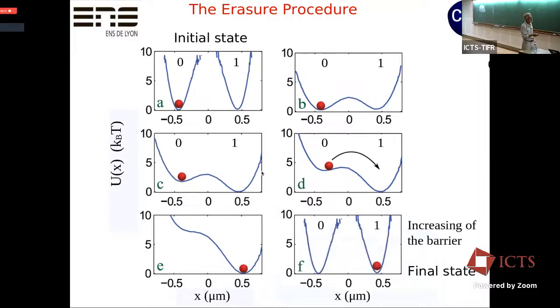And then what you do, you stop pushing and you increase again the barrier and you trap the particle in there. This is what was done when you start in 0, but you see that the same occurs if you start in 1. So you have realized what Bennett proposed: independently of the initial position, you find the particle always in 1. So you have produced the resetting operation.